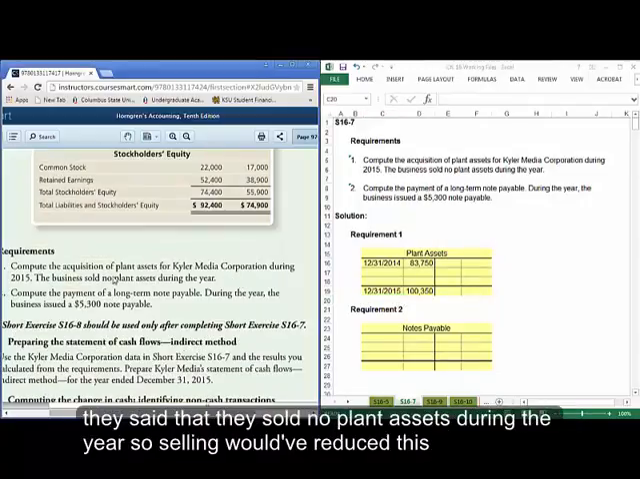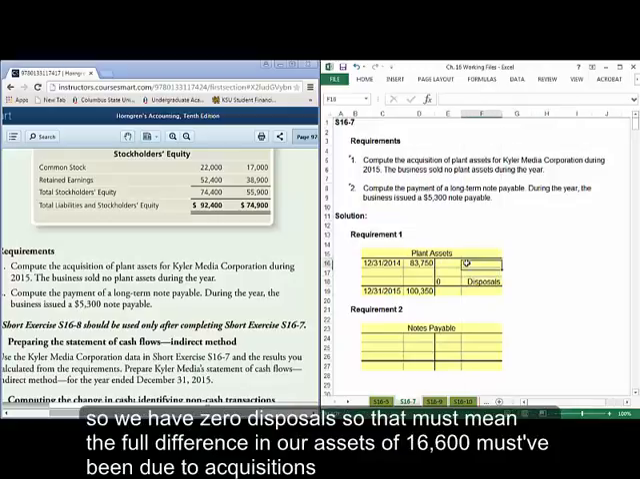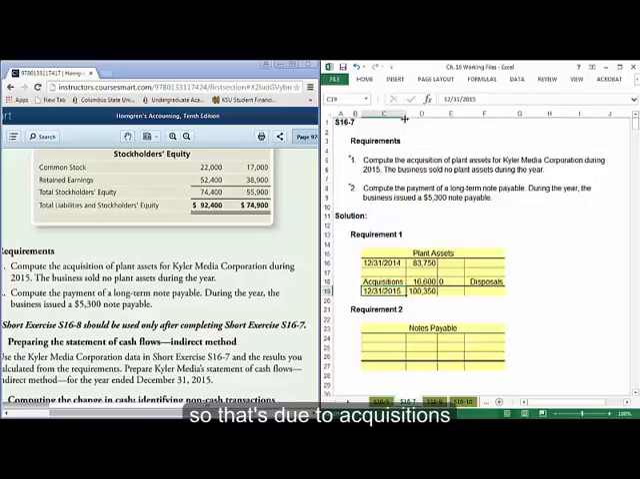So we need to know what took place during the year that made this change. So they said that they sold no plant assets during the year. So selling would have reduced this. So I'm going to go ahead and put 0 here, and we call those disposals when we sell them. So we have 0 disposals. So that must mean that the full difference in our assets of $16,600 must have been due to acquisitions. Okay, so it's due to acquisitions. All right, so it's $16,600.